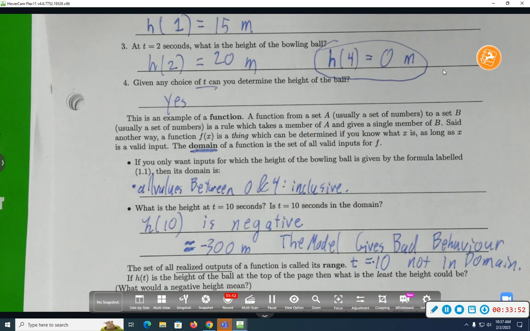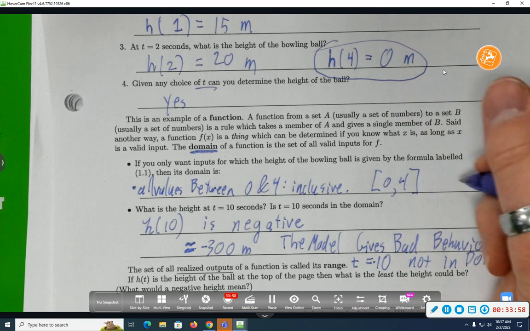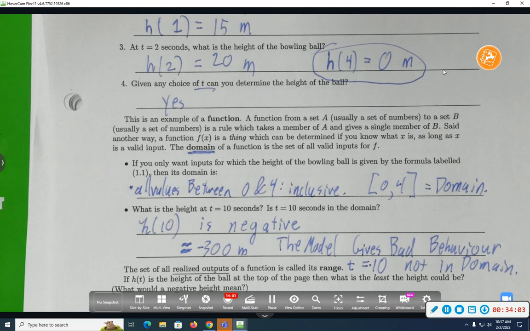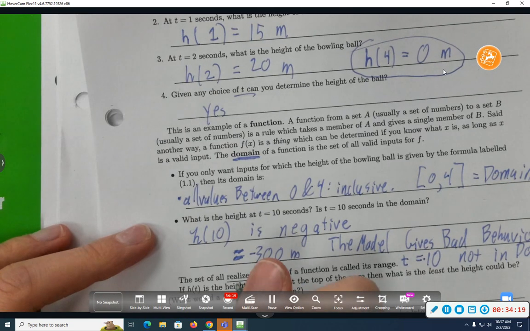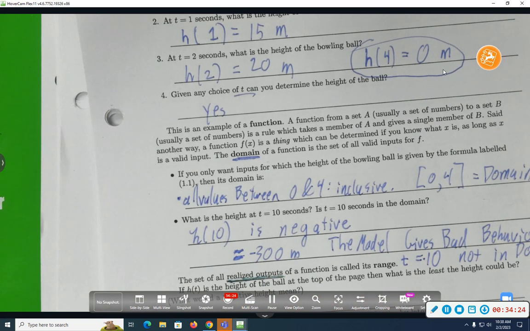What's the interval way to write that? So the domain of this is all numbers between 0 and 4 inclusive. People feel okay? So whenever you have a model, the domain is all things that give reasonable behavior. The range of a function is all realized outputs. It's all numbers that actually occur as outputs of the function. So in the case of this height function, it will be all heights that actually get achieved.